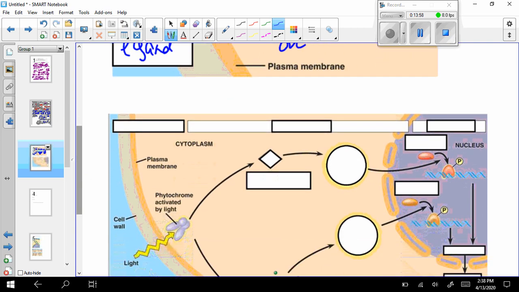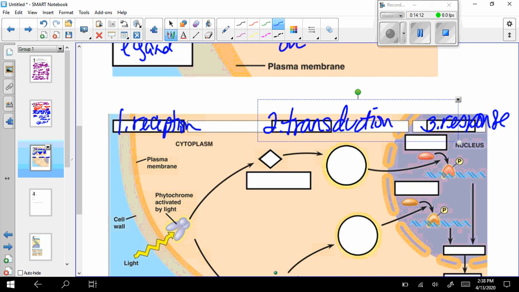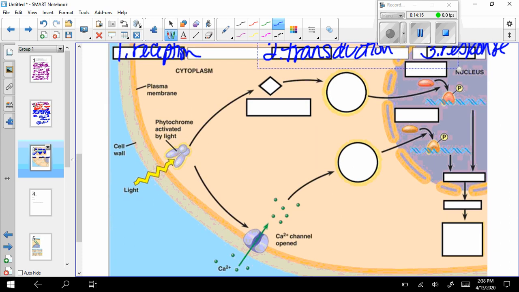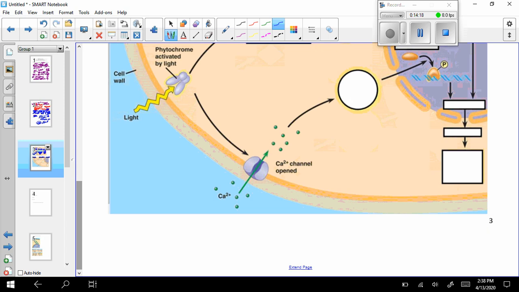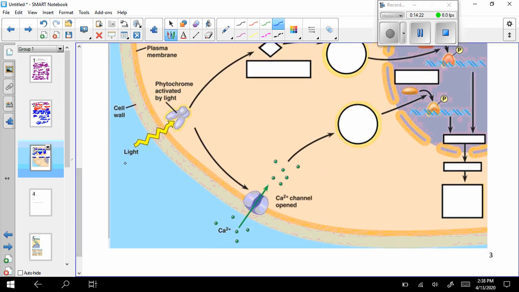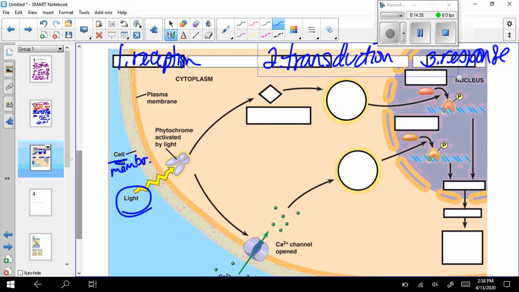All right, and here's another picture. And so step 1 is my reception, and step 2 is my transduction, and step 3 is my response. So always in the same order, always recognizing those pathways. So here we've got 2 different ligands that are happening. The first one is right here as light, and so light is causing this phytochrome to be activated. Again with the wall, this should totally be membrane, unless it's like some bacteria or something, but I think they're showing human cells here. But anyways, here's my light, here is my receptor inside of the cell, this is my kinase, and so it is being activated.